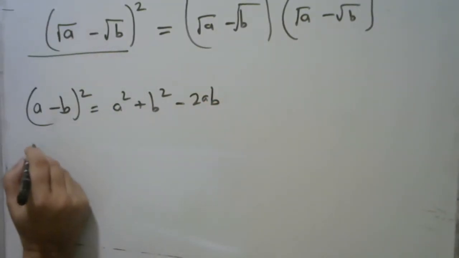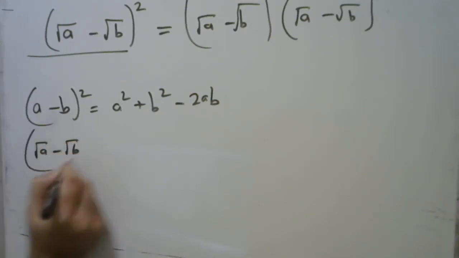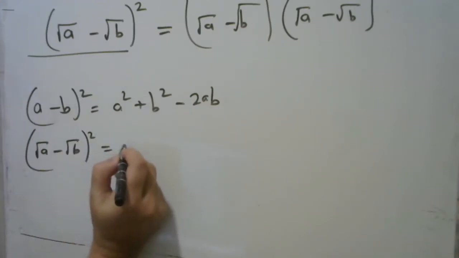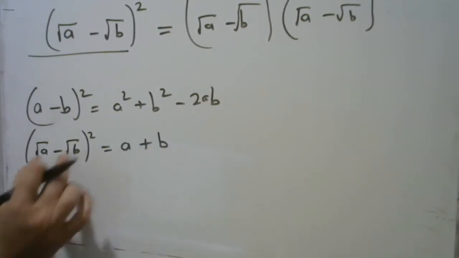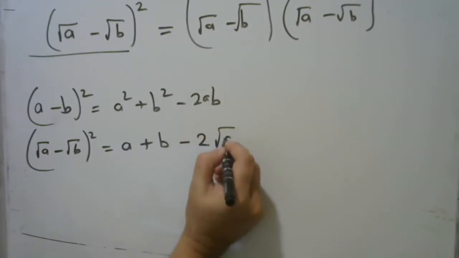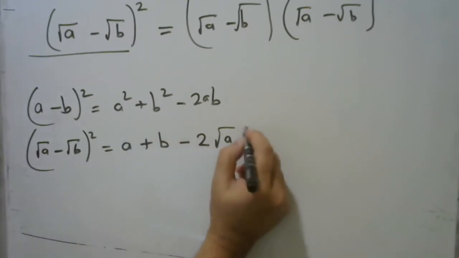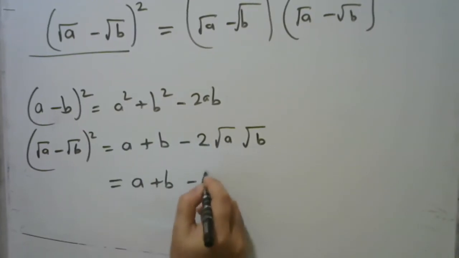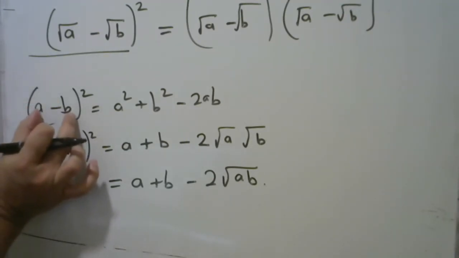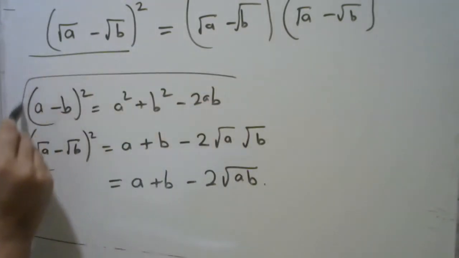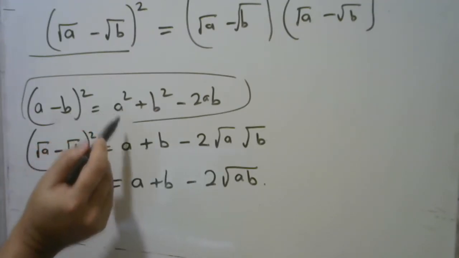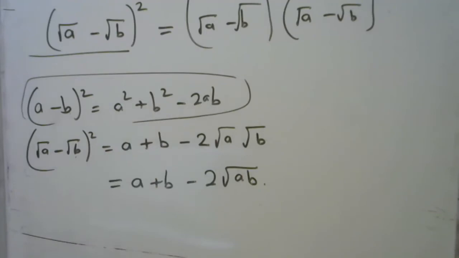So in this case, you have root a minus root b all squared. So a here is the square root of a, and you know that the square root of a squared is a, plus square root of b squared is b, minus 2 root a root b, which is the same as a plus b minus 2 root ab. Now you'll start to see ways how you can take this. If you just remember this, the a now is root a, the b now is root b, and you can quickly work this mentally.